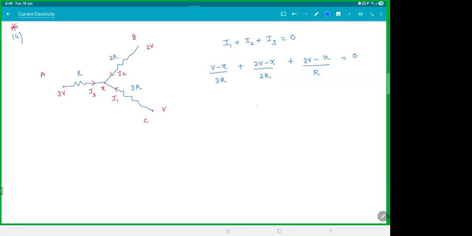So when you do this, people got the answer. I'll just write it down. 26 V by 11. So you can substitute there and you'll get I1, I2, I3. Clear with this? Yeah, I like this question because it comes in multiple places. So yeah, I think I did tell you this before also. Next one.